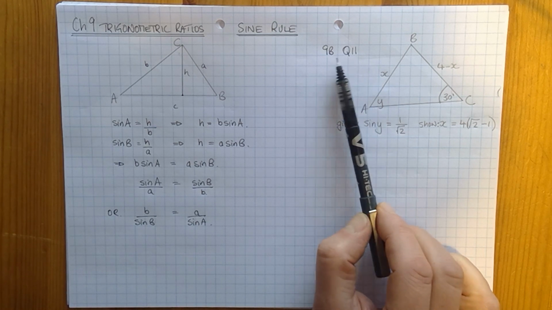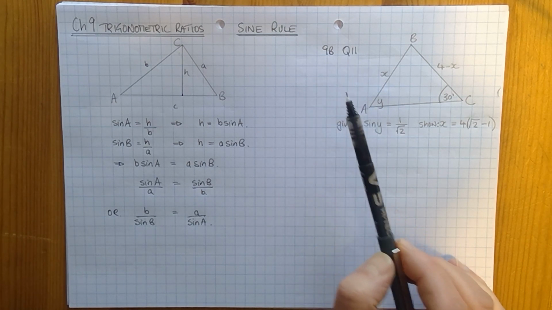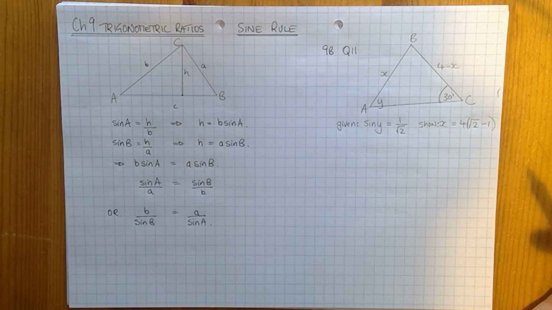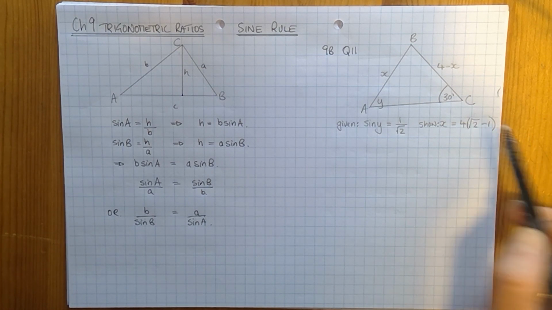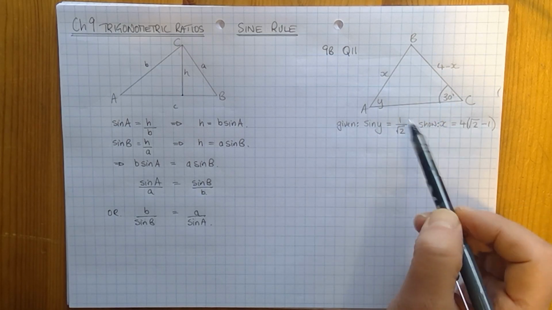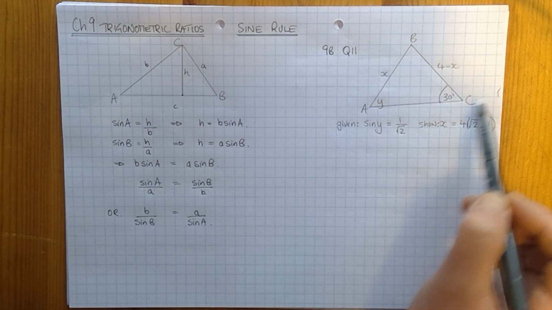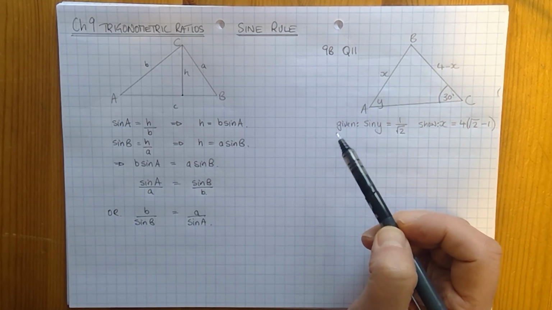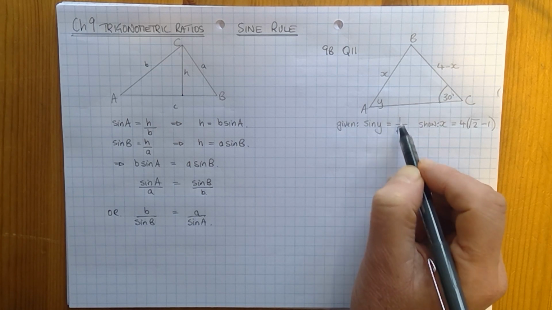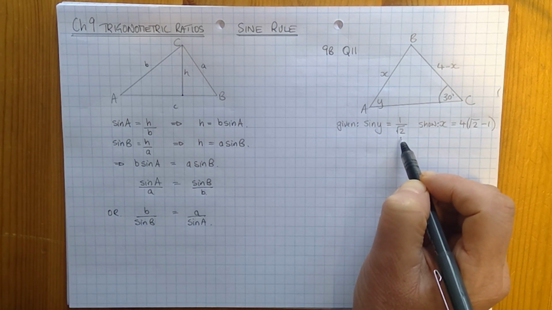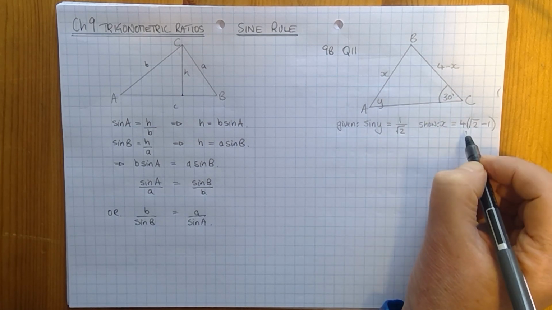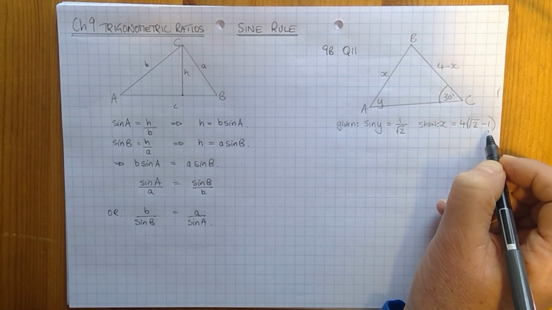Okay, let's have a look at question 11 from 9b. I chose this one because it's a little bit tricky. You've got algebraic bits in it rather than just numbers. We are given triangle ABC. You're not given the diagram, but I've just read the question and drawn the diagram. Always a good idea to draw the diagram. And you're given that the sine of y is 1 over root 2. And you need to show that x is 4 bracket root 2 minus 1.